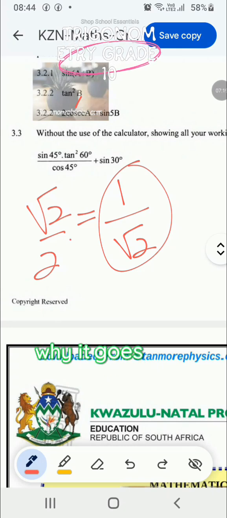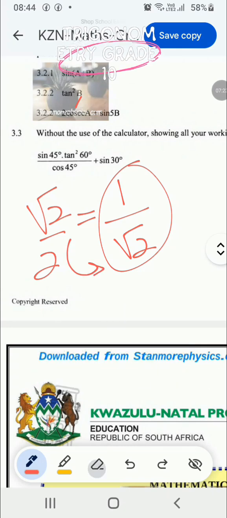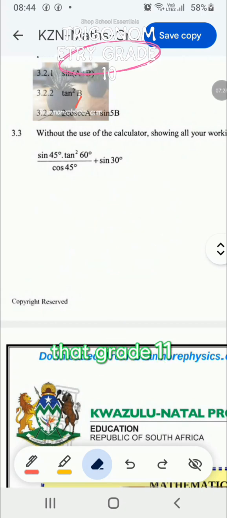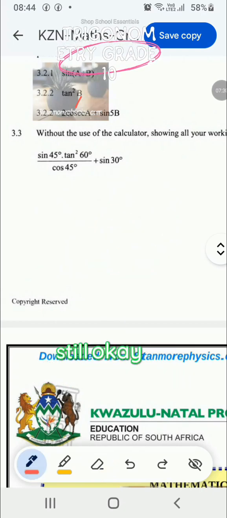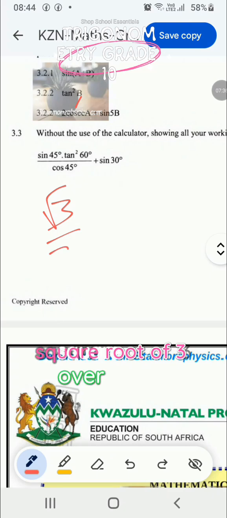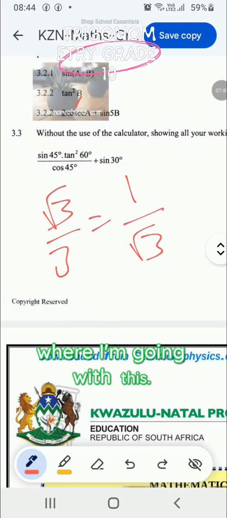The reason why it goes from here to here is called rationalization. We won't get to that. We'll get to that in grade 11 maybe, unless you want me to explain further about rationalization, then I'll explain, but you have to write in the comment section. So if you get square root of 3 over 3, your answer will be 1 over square root of 3. I hope you understand where I'm going with this.